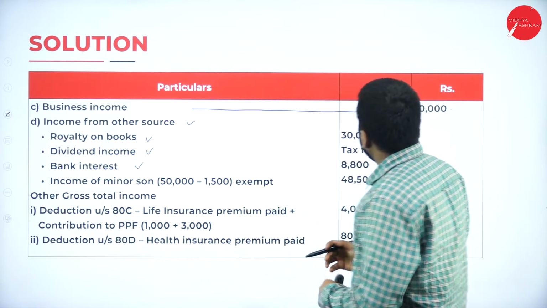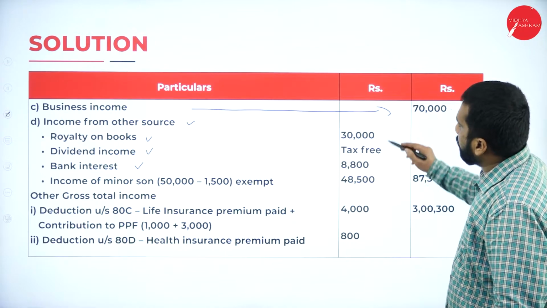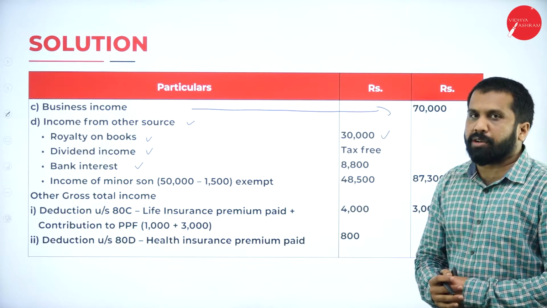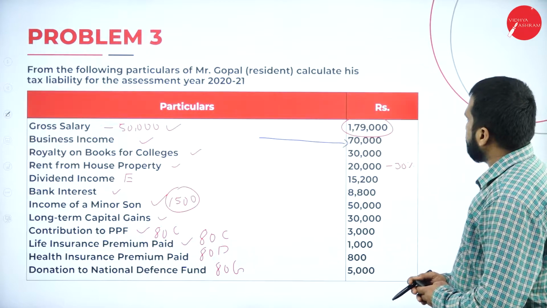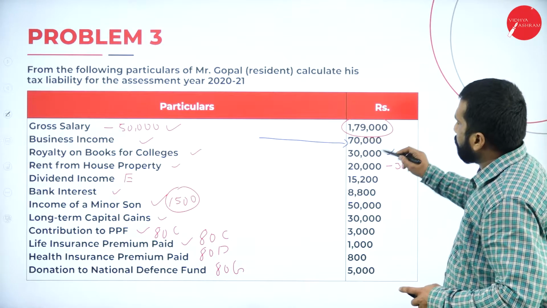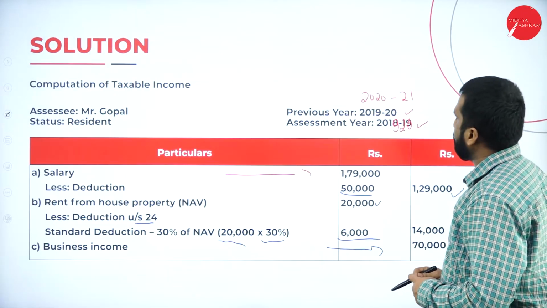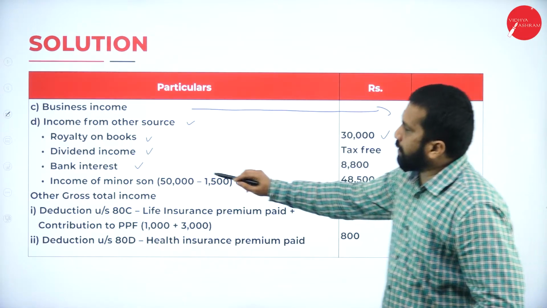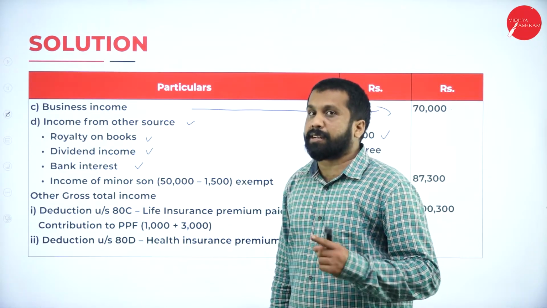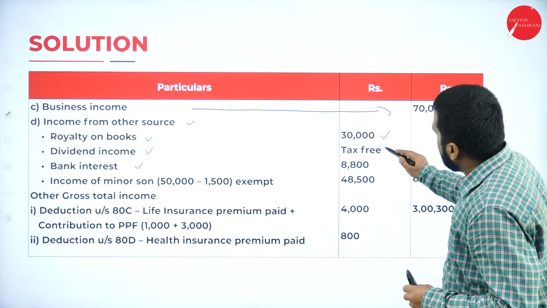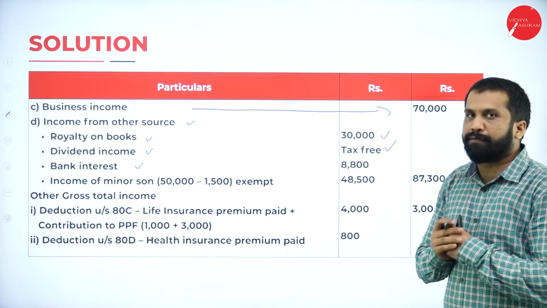Now, how much do we have as royalty? 30,000 is your royalty as per the question. After this, we have dividend income. Is dividend income taxable or tax-free? Tax-free. So, dividend income is tax-free.